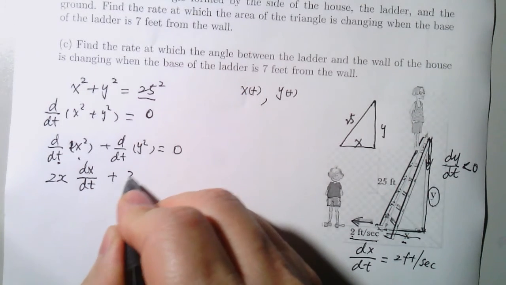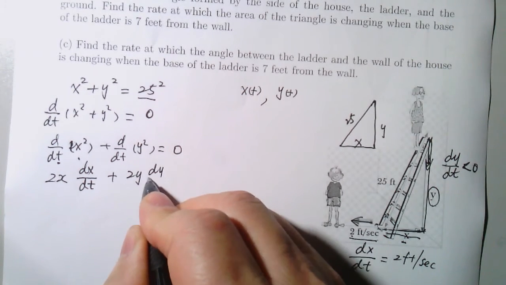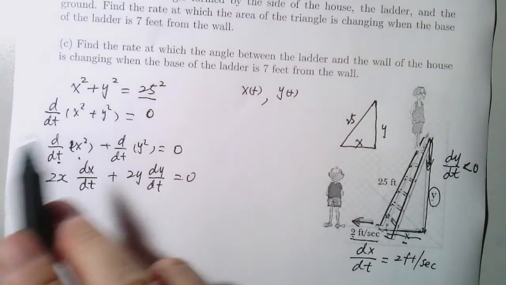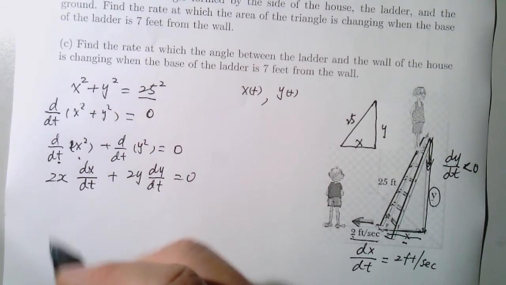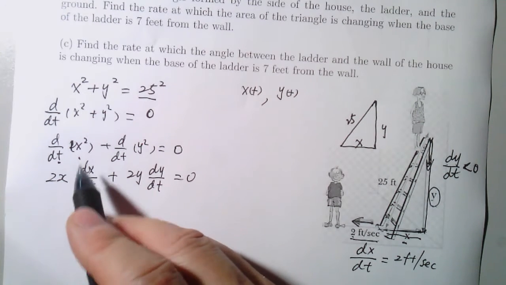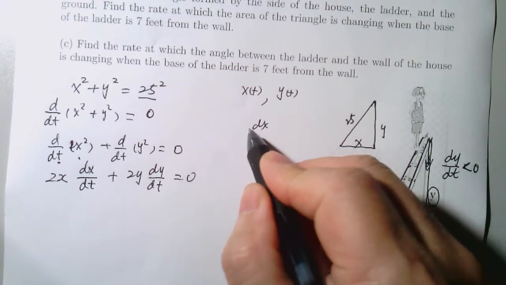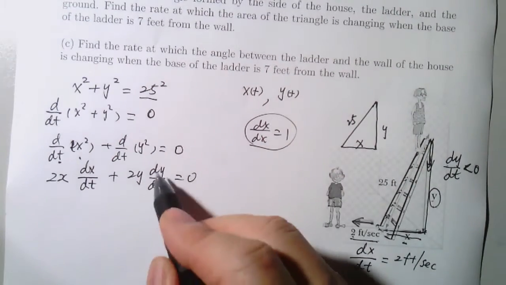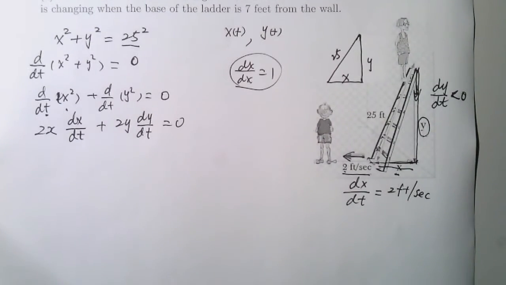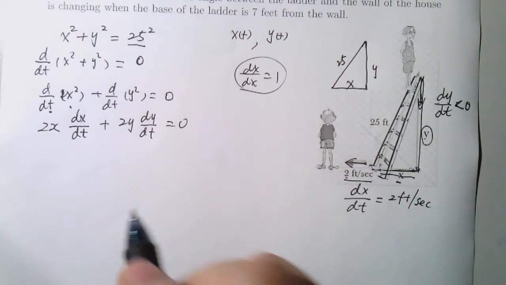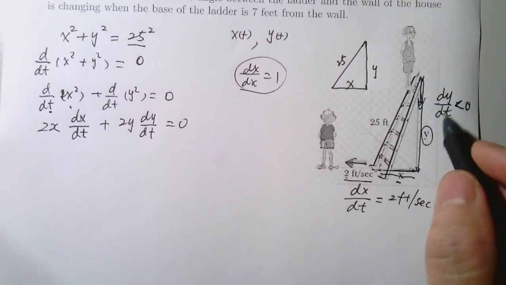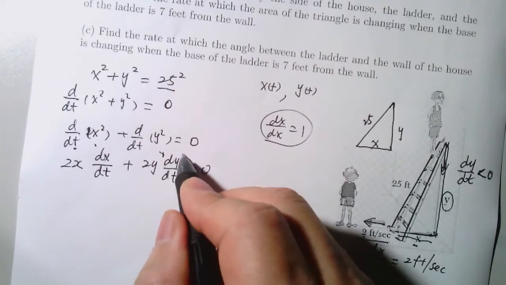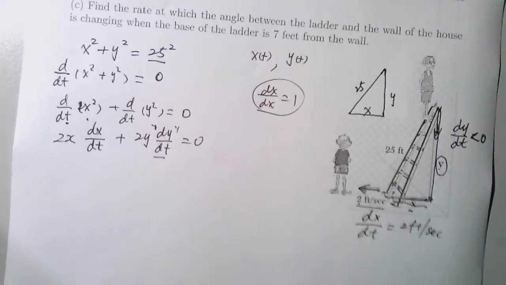Similarly, for this one, we have 2y and dy/dt. It's the same reason as before: dx/dt is not equal to 1. It's not like dx/dx, which equals 1, but dx/dt is not 1. And dy/dt obviously is also not equal to 1. Now, we want to find dy/dt, because the top of the ladder is moving down. So let's solve for dy/dt.